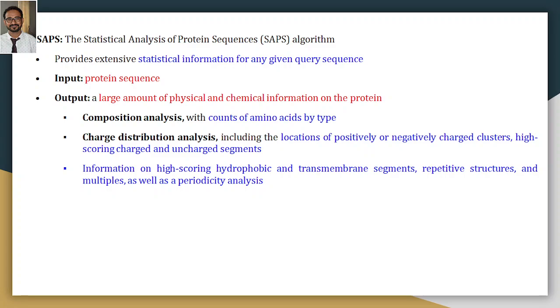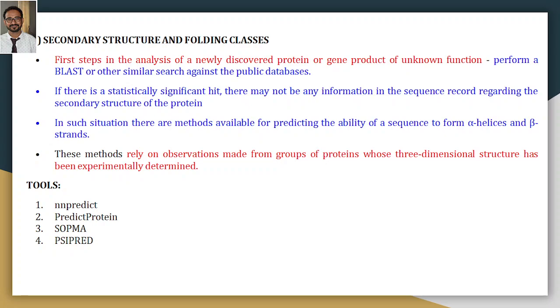Composition analysis, specifically, with counts of amino acids by type. Next, charge distribution analysis, including locations of positively or negatively charged clusters, high-scoring charged and uncharged segments, information on high-scoring hydrophobic and transmembrane segments, repetitive structures, multiplets, as well as periodicity analysis. All the information will be given in the statistical analysis. As the name itself indicates, statistical analysis will definitely have a lot of data. That was about the physical properties based on the sequences.